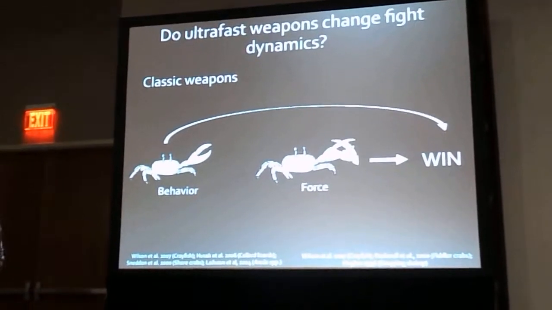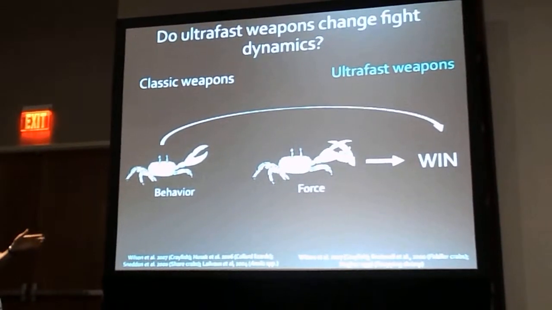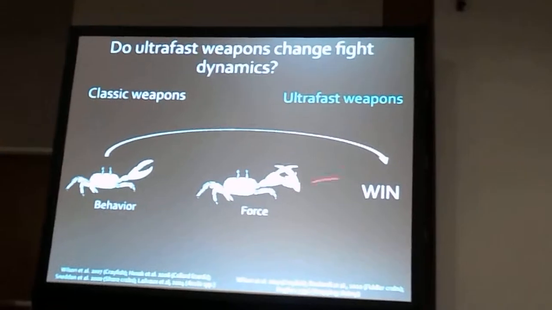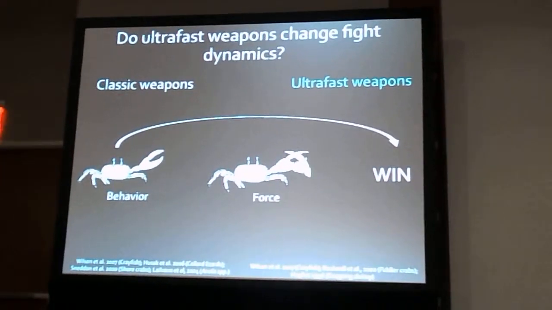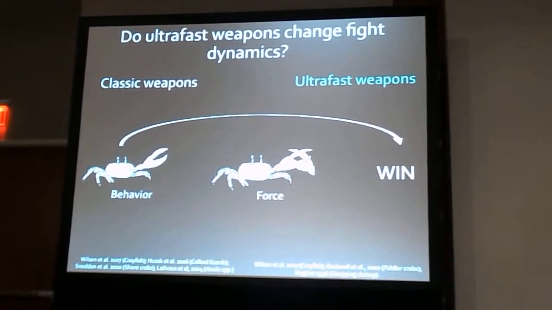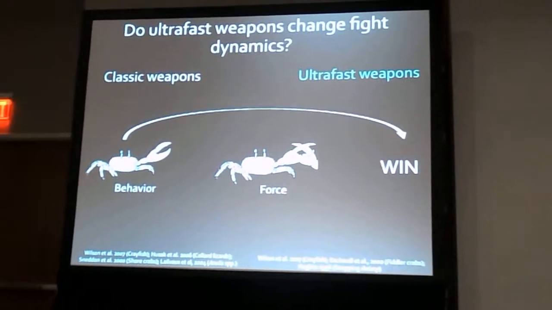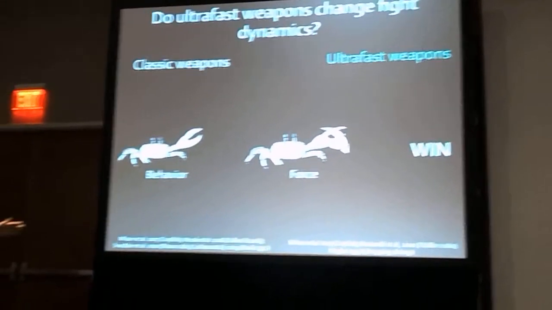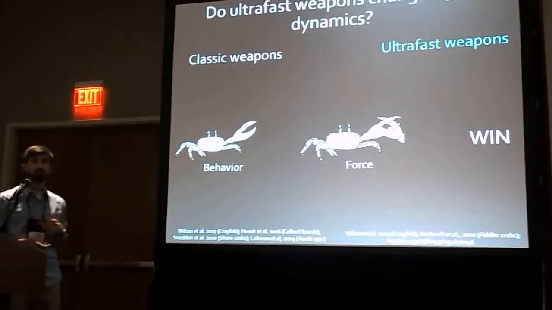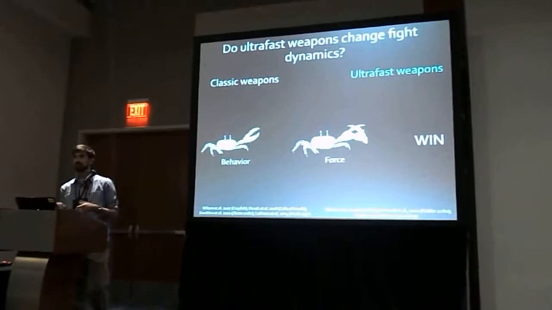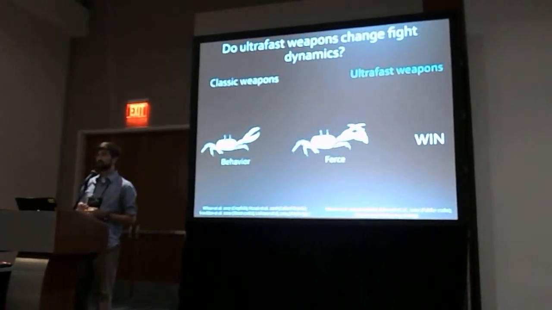Okay. What we see in our ultrafast weapons is we don't see this connection between force and winning, right? Because winners and losers don't differ significantly in their strike force. We also don't see this direct connection between behavior and winning, right? Because we don't see many fights end just after that weapon display.